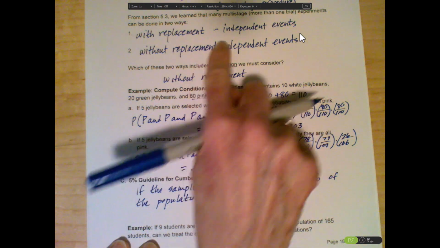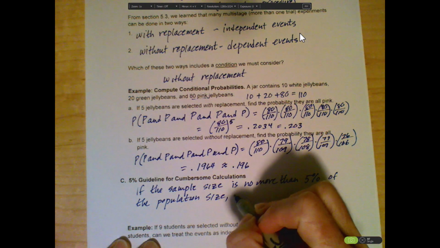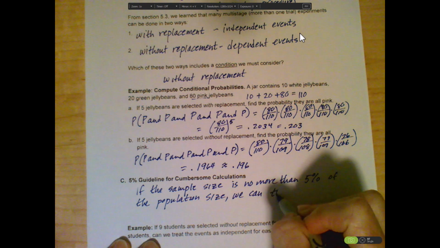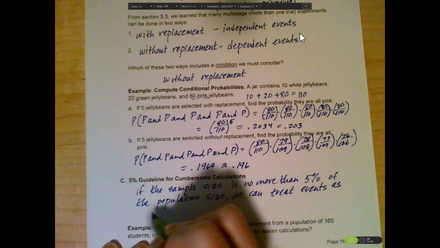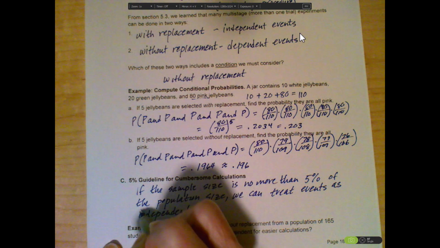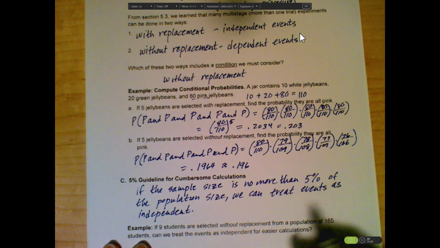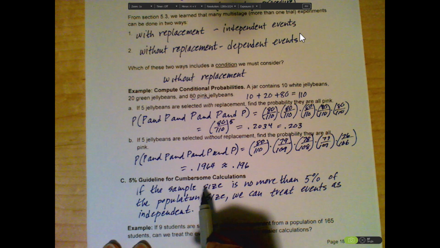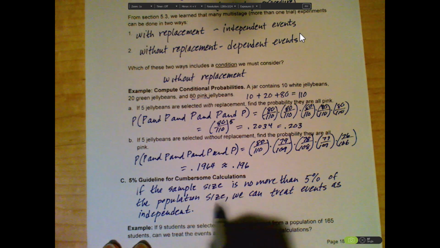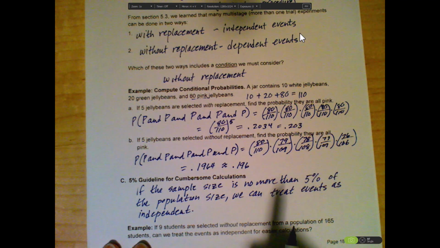What was independent? Back up here, with replacement. We can treat events as independent. Now these words sample size, population size, we'll be talking about that some more in chapter 1, but pretty much from context you can see what we're talking about here. Our sample was 5 jelly beans. Our population was 110 jelly beans.